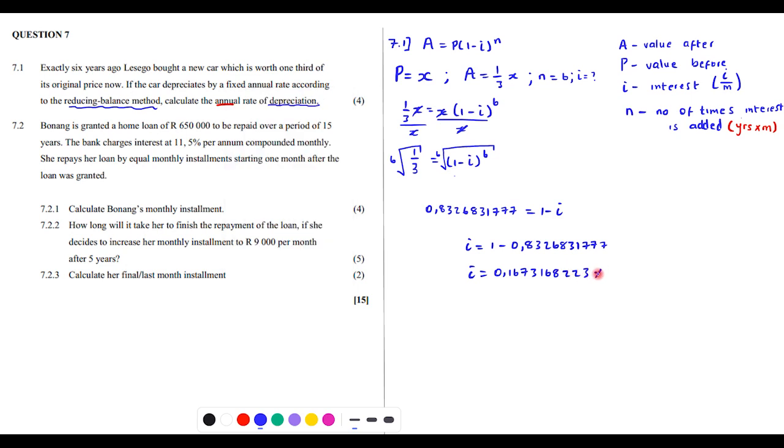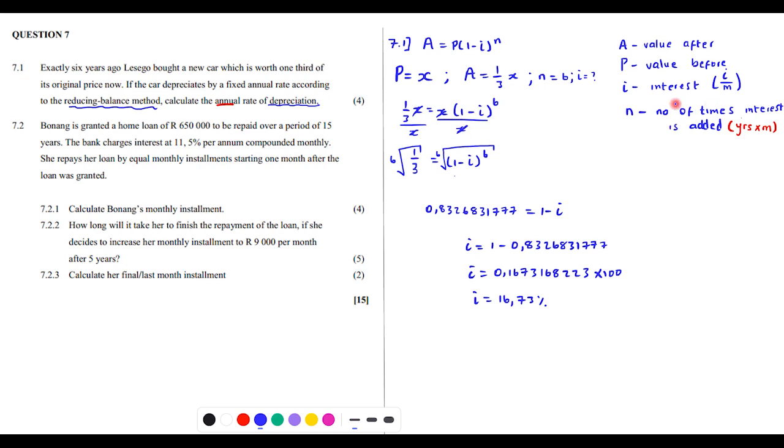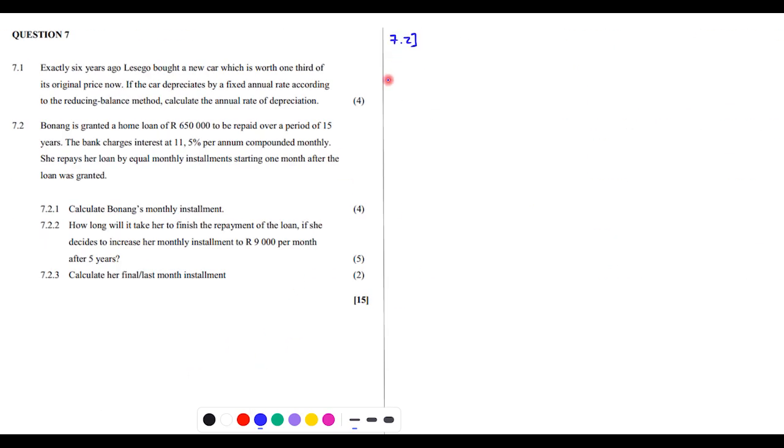Then I multiply this by 100, and here it is: 16.73%. That's easy. All right, now let's go ahead and look into the second question. If you remember earlier, please keep in mind what I've said about the interest and the n. Here in this second question, again, it is going to be more theoretical, and we're going to need to find keywords to see what is happening here.